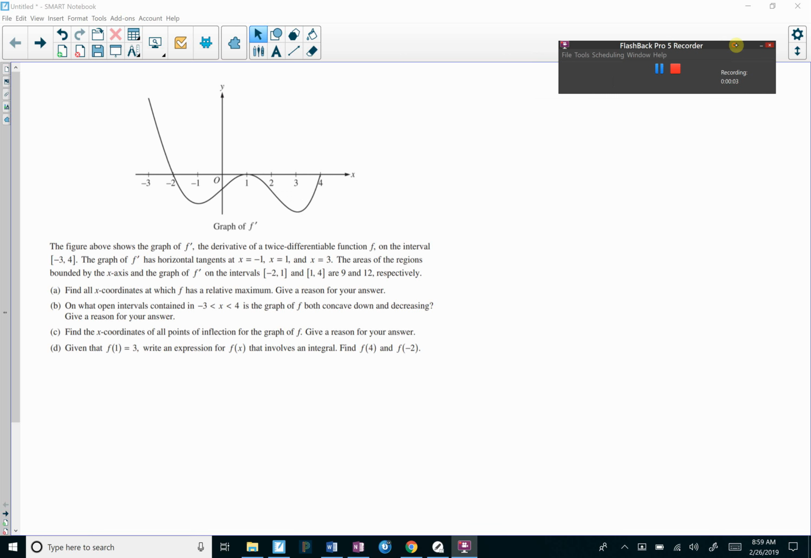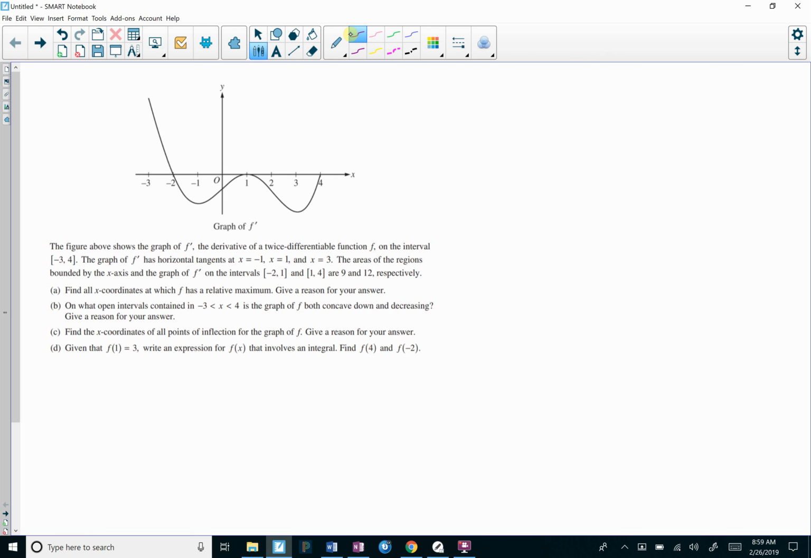Okay, at this point, once again, I assume that you have worked the problem, read it, so we'll dive into the answer. So on part A, find the x coordinates at which f has a relative max. So for part A, if f has a max, that implies that f prime goes from positive to negative. So that's my reasoning, because it says give a reason for your answer. That's what I'm looking for.